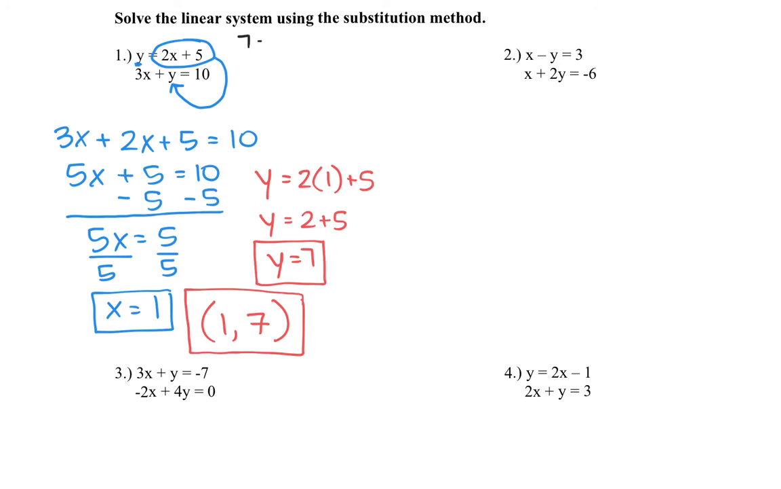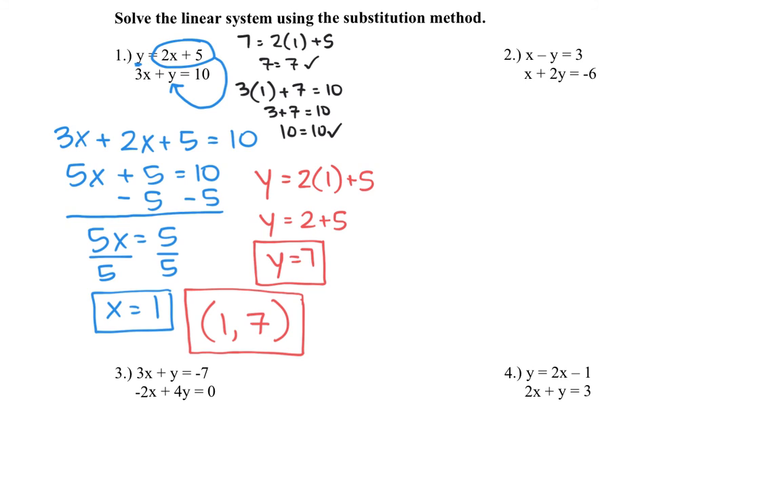So here I would have 7 equals 2 times 1 plus 5, and I can see, yep, in that case, 7 does equal 7, so I'm good. In the second equation, I have 3 times 1 plus 7 equals 10, and so, yep, I get 3 plus 7 is 10, which is true. So again, you don't have to do a check step, but I think it's always good to plug them in real quick and make sure it works in both equations.